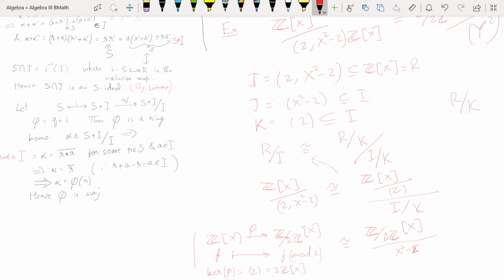But what is x square minus 2 bar? 2 bar is the same as 0 in Z mod 2. So this is isomorphic to Z mod 2Z x mod x square. I had written y square, so you just change the name of the variable. 2 bar is the same as 0 in Z mod 2. So that tells you that this is the same as this. Does this make sense? Yes, sir.